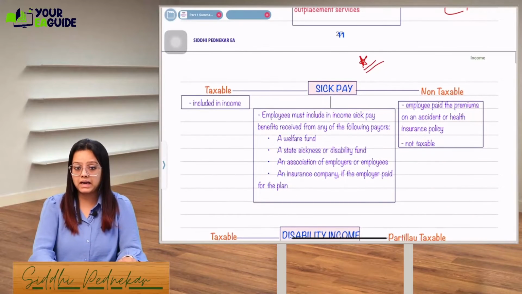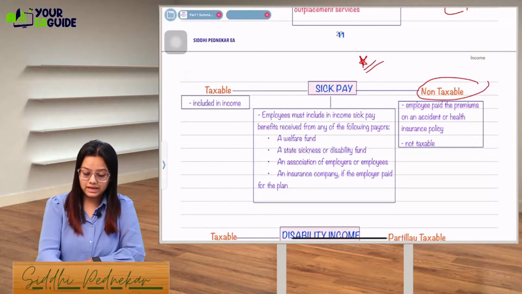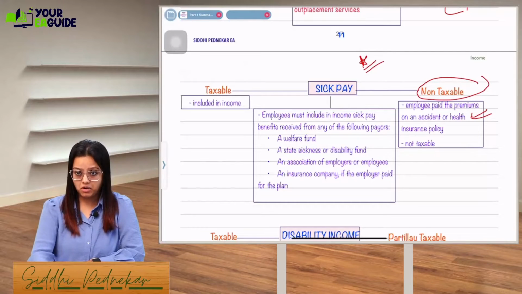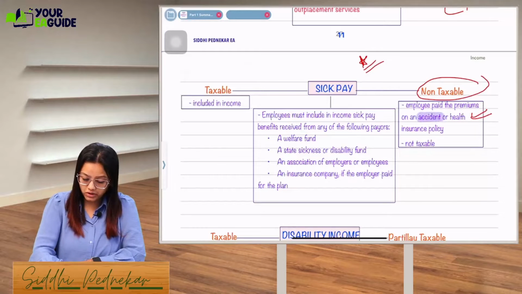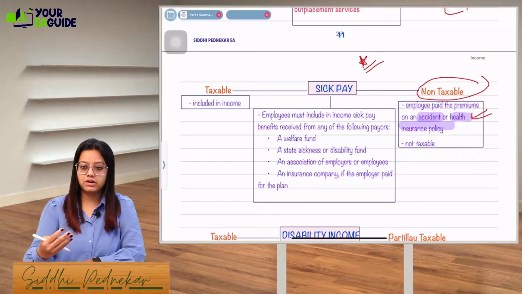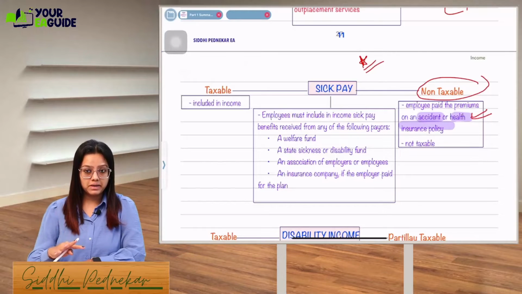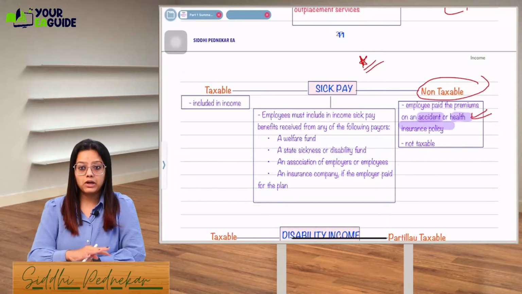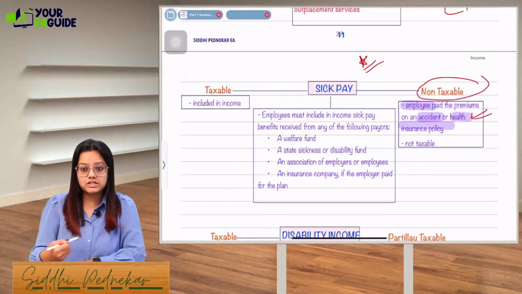Okay, sick pay is taxable, meaning it will be included in the income. It will not be taxable only in the situation where the employee paid the premium on the accident and health insurance policy. Only on these two policies, accident and health insurance policy, if you are going to receive sick pay, let's say you are sick and you are going to receive a payment from an insurance company. Now you have to check by whom that insurance company's premium was paid. If the employee himself is paying the premium, then it won't be taxable, right?